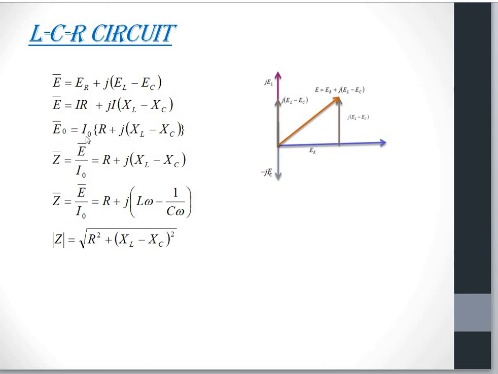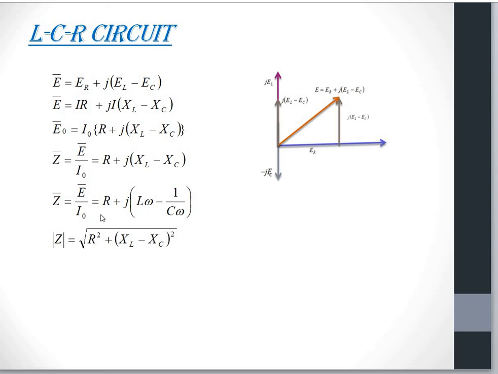So this is the expression IR plus J into I into XL minus XC. So I0 can be taken outside. So I0 into R plus J into XL minus XC. So Z is equal to E0 by I0, that is R plus J into XL minus XC. So Z is given by E0 by I0, that is equal to R plus J into L omega minus 1 by C omega.